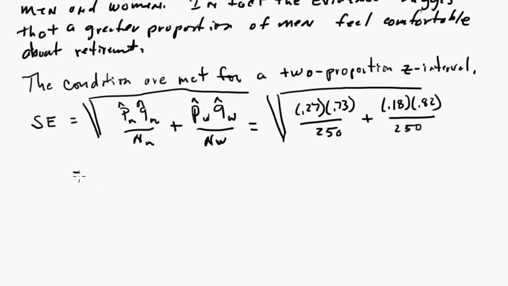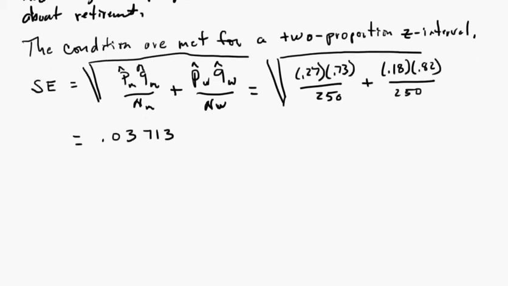Okay, so you can enter this in your calculator. Just do the square root function and don't put parentheses, just say 0.27 times 0.73 divided by 250 plus 0.18 times 0.82 divided by 250, close parentheses for the square root, and hit enter. The calculator knows order of operations, so it knows to do the multiplication and division before doing the addition. So what we get is 0.03713. At least that's what I get.